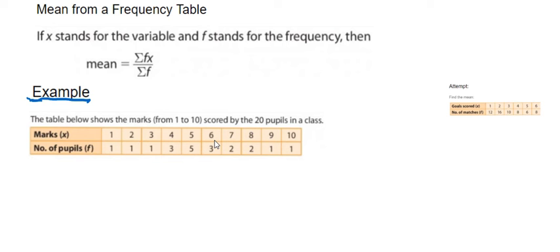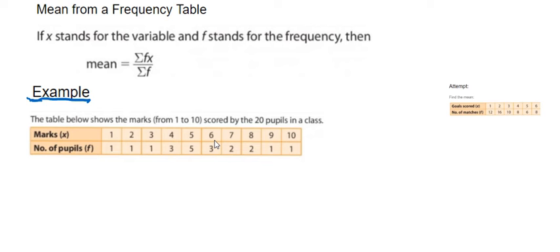Hi guys, so this is mean from a frequency table. So if x stands for the variable and f stands for the frequency, then mean equals, and then we've got this symbol here, Σfx, and then the same symbol again, and Σf. So this symbol just means the sum of. It's a quick way of writing the sum of. So whenever you see that, just think of the sum of.